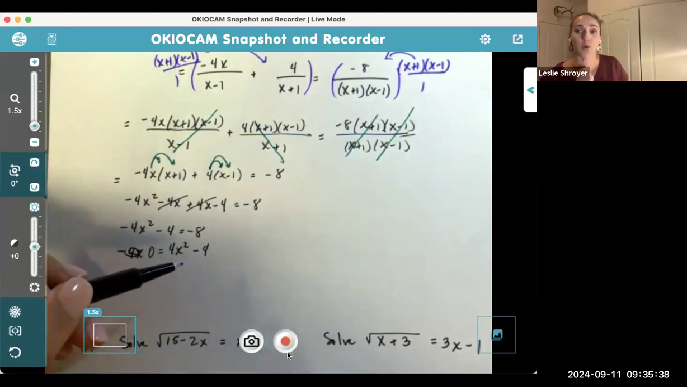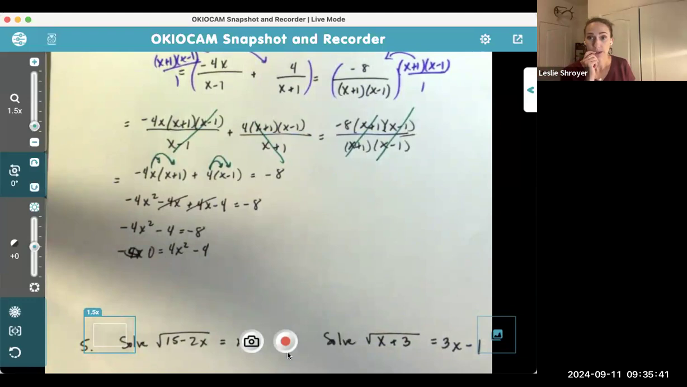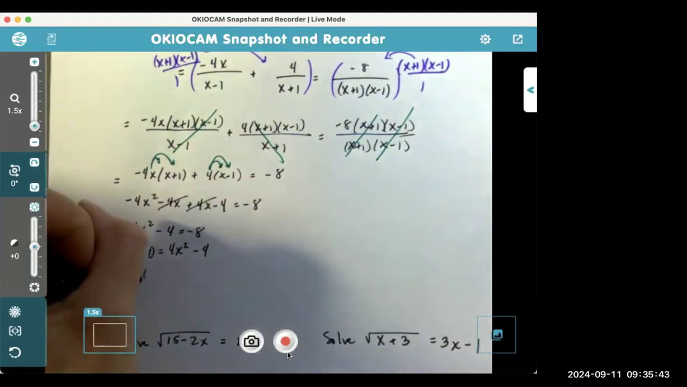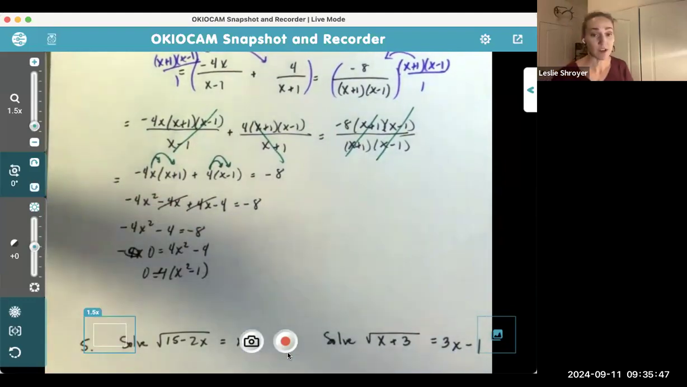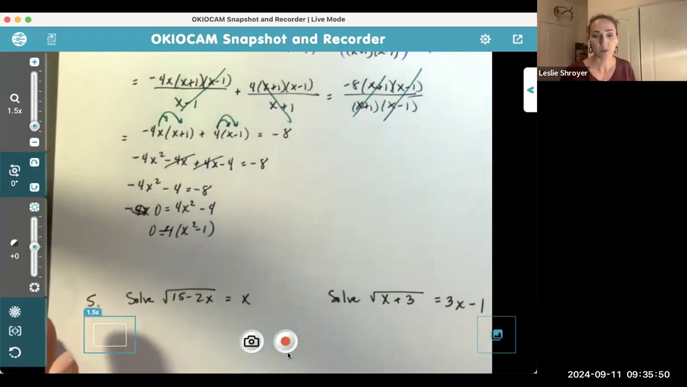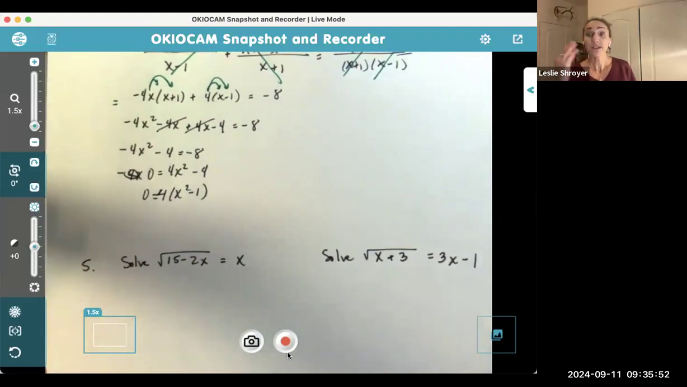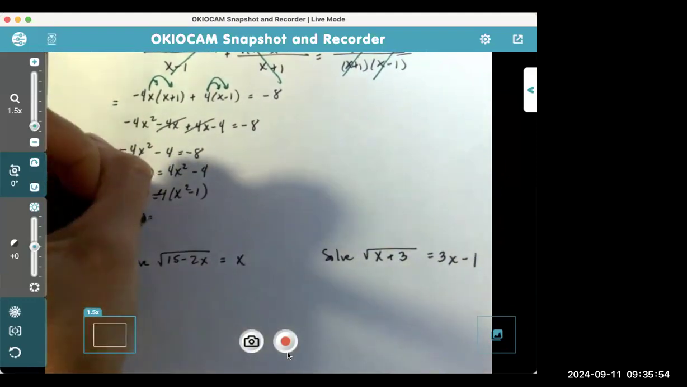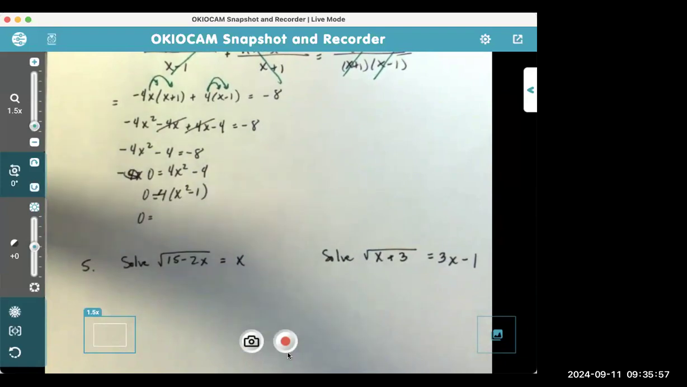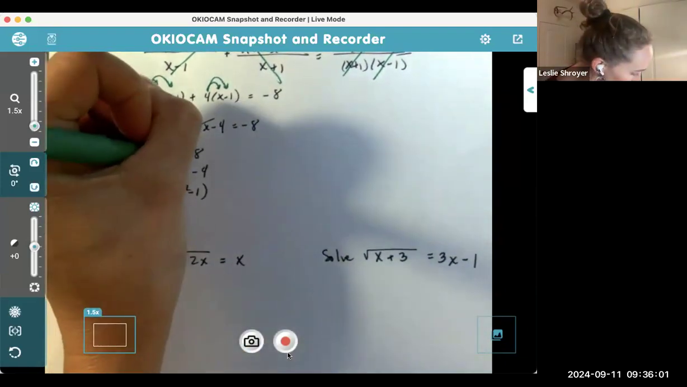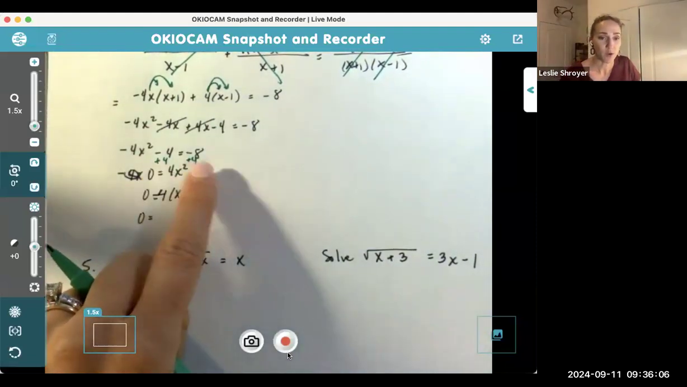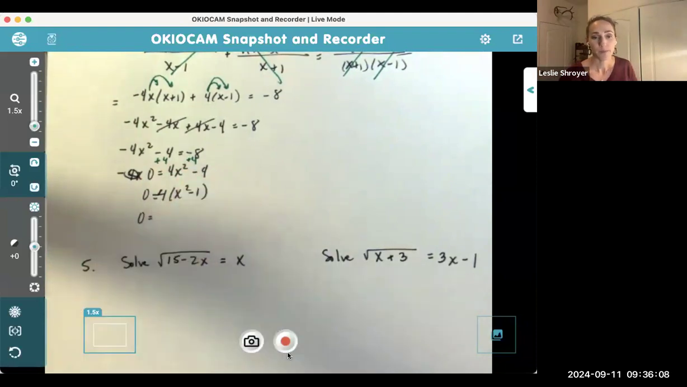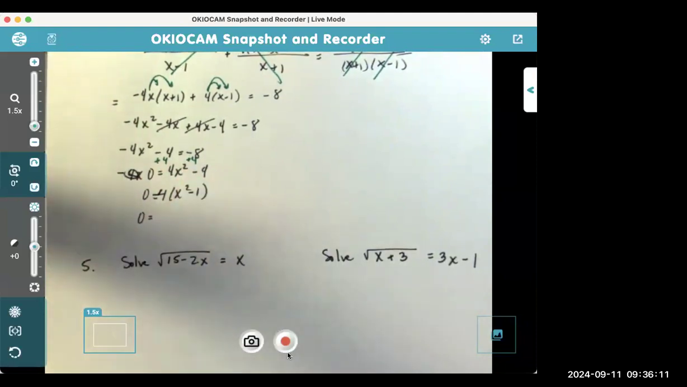All right, so now we want to factor. So 4x squared minus 4, what do those two terms have in common? 4. Amazing. So that gives us 0 equals 4 times x squared minus 1. Could you remind me again where that negative 8 went? Sure. We just added the 4. So we moved this negative 4 plus 4 to the right. Okay, perfect. Thank you.